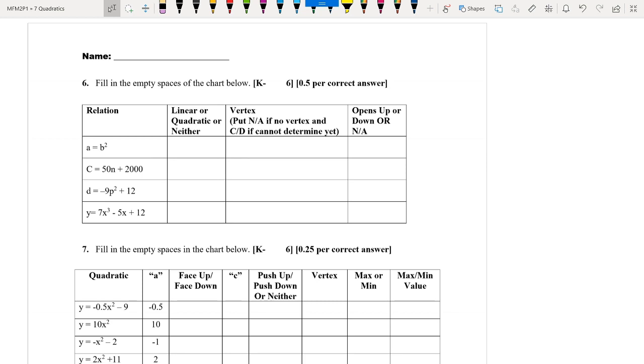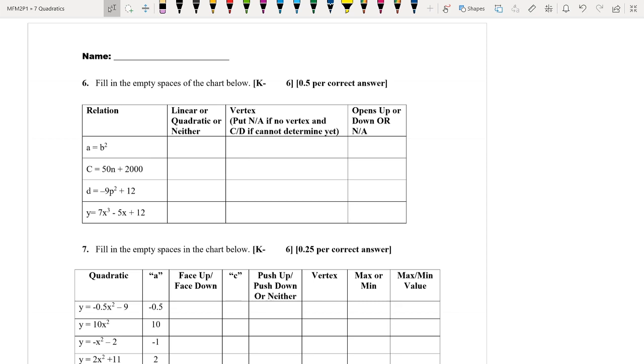Question number 6 says, fill in the empty spaces of the chart below. In this chart, we are going to be looking at 4 different equations. We're going to identify them as either linear, quadratic, or neither. We're going to identify their vertex. If there is no vertex because it is not a quadratic equation, then we will put NA.